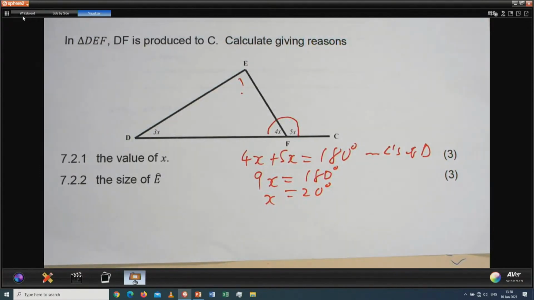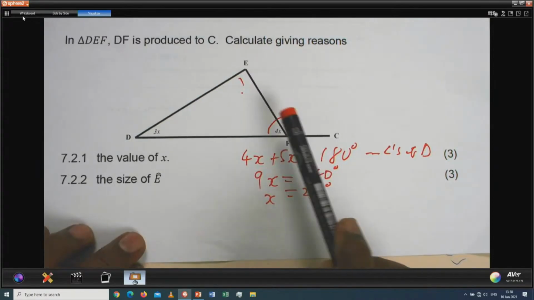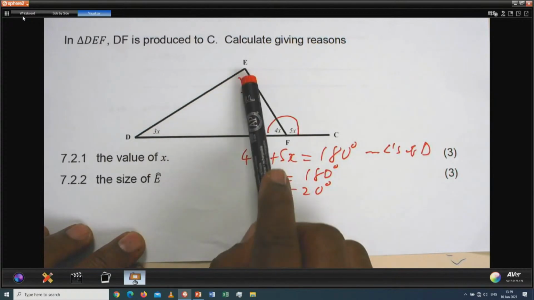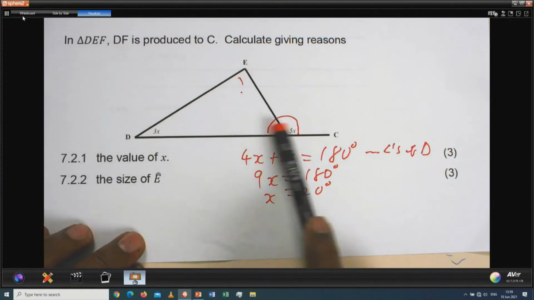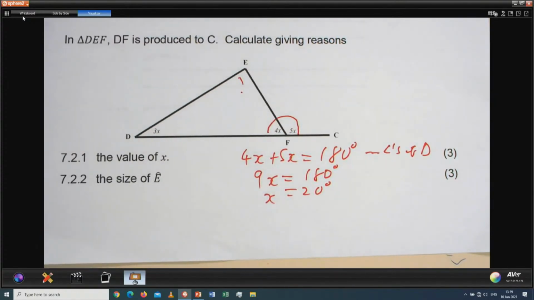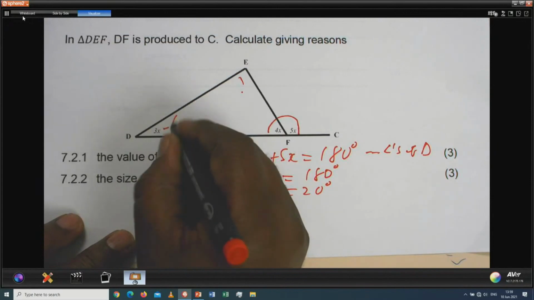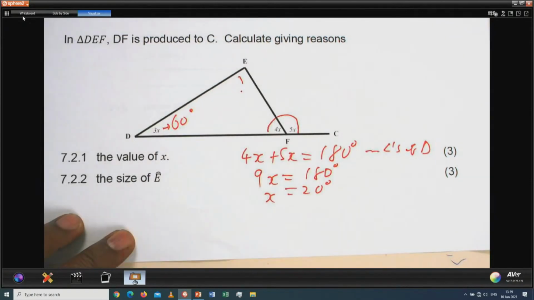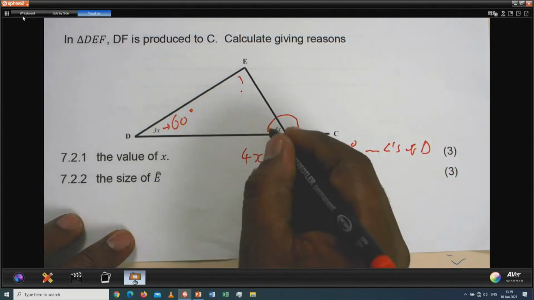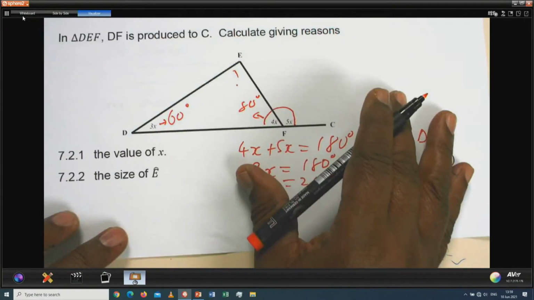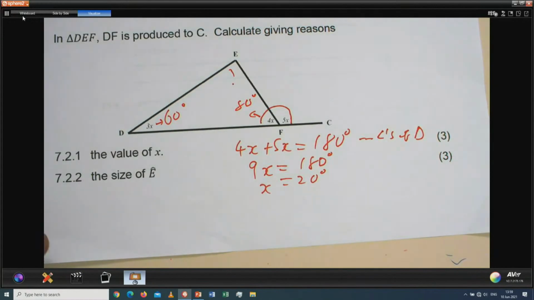The relationship, where is X? Where can I find X? Here. Here there's a gap. I cannot answer this one. It's difficult. I don't know what's happening. Where else can I go? I go here on a straight line. Now I know what is X. If X is 20, this one is 60 degrees. If X is 20, this one is 80 degrees. Now I know something now.